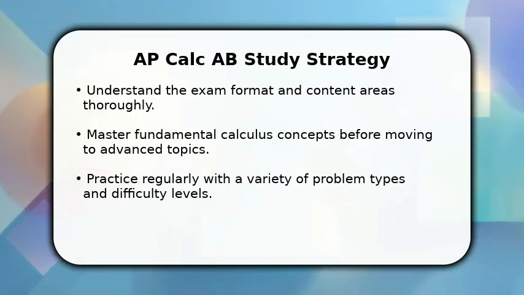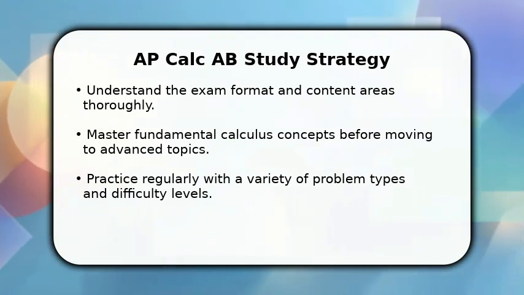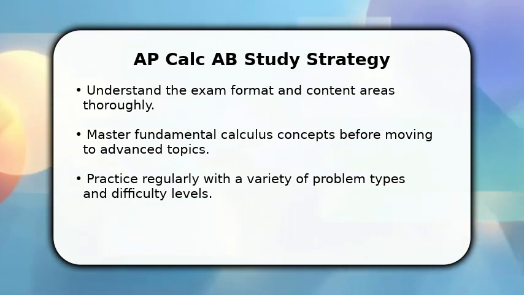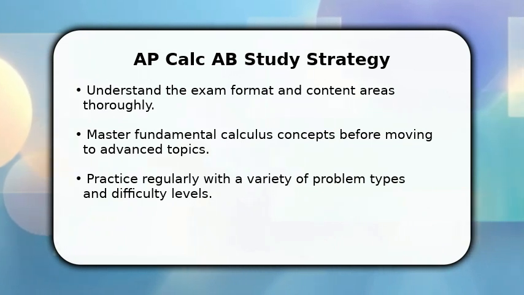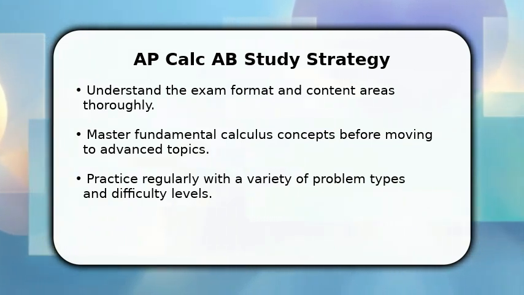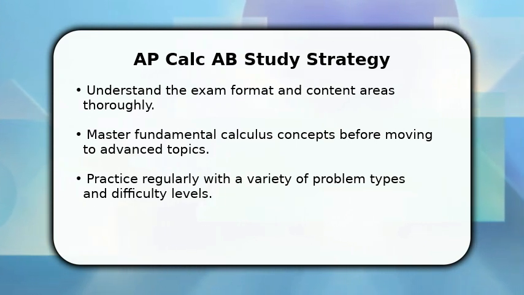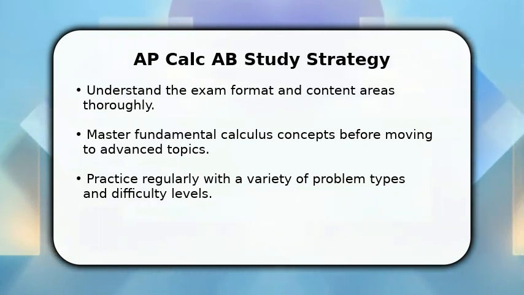In this video, I will explain how to study for AP Calculus AB. First, familiarize yourself with the exam structure, which includes 45 multiple-choice questions and 6 free response questions. The exam is 3 hours and 15 minutes long, with a 1 hour and 45-minute multiple-choice section and a 1 hour and 30-minute free response section. Focus on understanding core concepts like limits, derivatives, and integrals deeply.